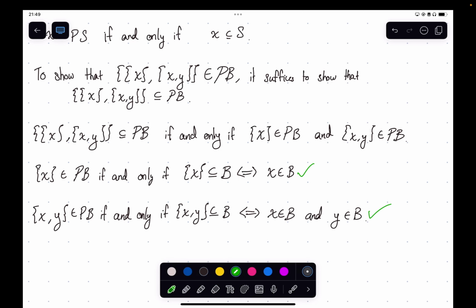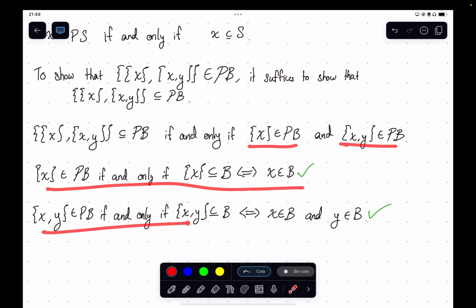So X is in B and Y is in B. Therefore, X comma Y is a subset of B, and thus X comma Y is in the power set of B. Good. Now up here, this line, X is in B, which means that this set is a subset of B, which means that this set is in the power set of B. We proved this is true here, and we proved this is true here. So now we know that this also is true.